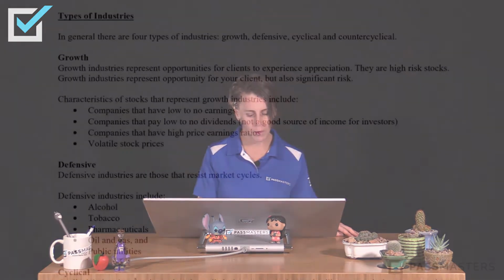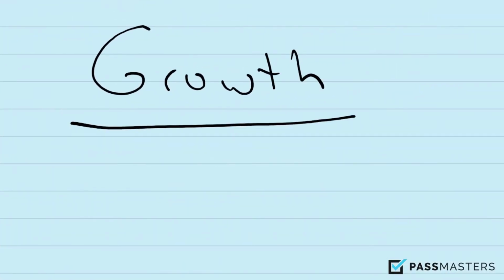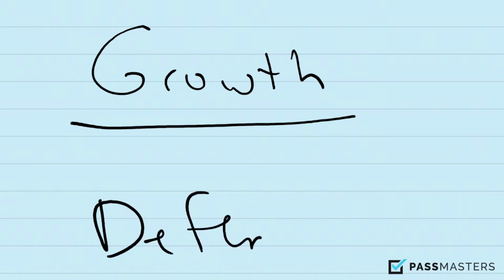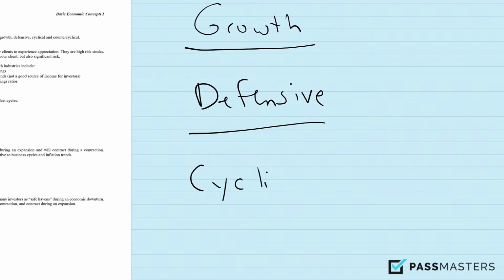Switching gears, the test wants you to feel comfortable with types of industries. There are 4 types of industries you must know: growth, defensive, cyclical, and counter-cyclical.